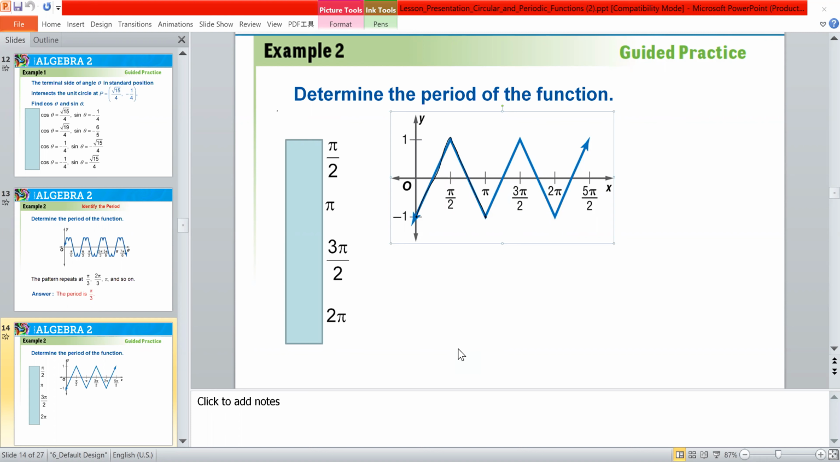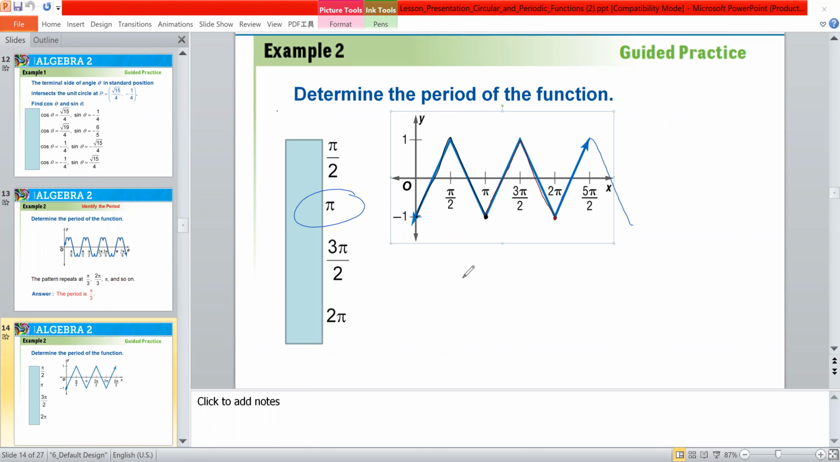This is the first repetition. A complete rotation here. Another complete rotation from here to here, so it becomes 2 pi. Another repetition here, it becomes 3 pi and so on. So our period here, as you said, is pi. Okay, thanks, Nasser. We're going to another example.